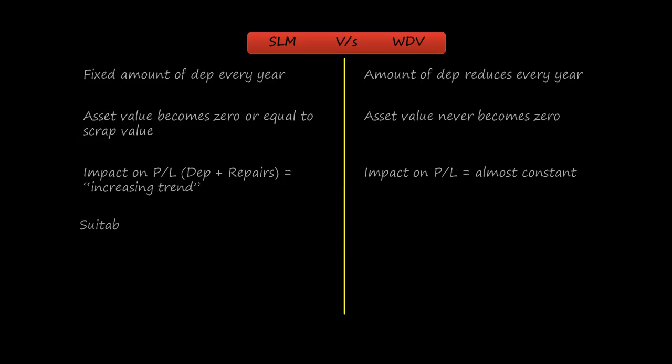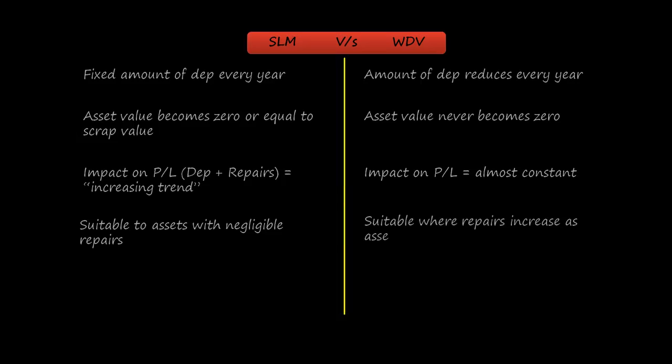This leads to one more point. Can I say that the SLM method is suitable for assets with negligible repairs? If there are no repairs for a particular asset, then I think you should go for the SLM method, because the overall impact on the P&L account will remain the same, since repairs will be zero and the amount of depreciation will remain the same. But this is a rare case. I don't think there is any machine or fixed asset which does not require repairs. So WDV is suitable where repairs increase as the asset gets older. And that's why WDV is more popular than SLM, because most machines will face repairs and the amount of repairs will keep on increasing as the asset gets older.